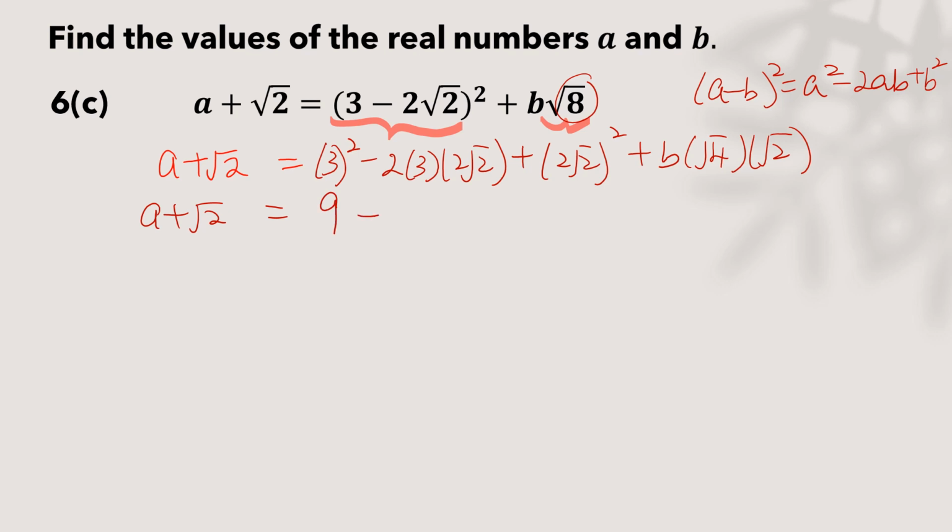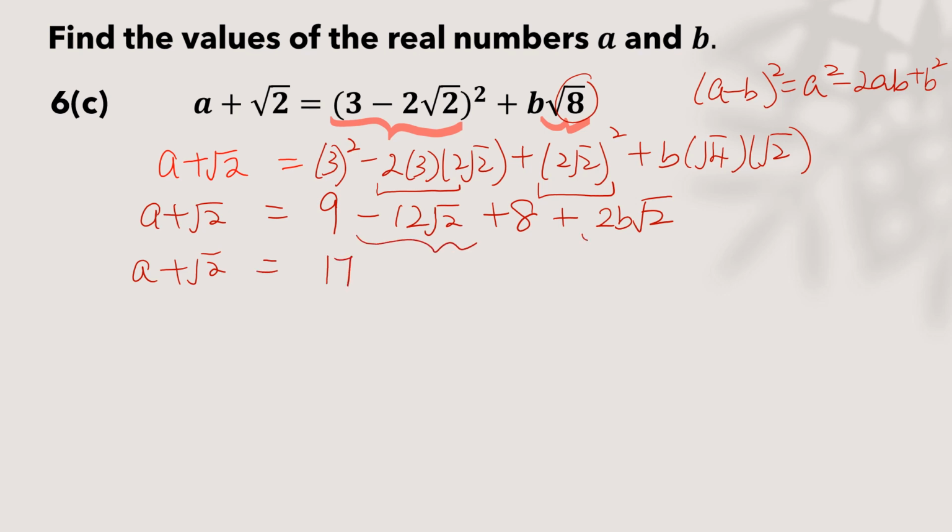That will give us 9, and this will give us 2 times 3, 6 times 2, 12. This one you can easily use a calculator to work out. That will give you 8. 2 squared, 2 times 2, 4. Yeah, 8. And square root 4 is 2. b times 2 is the same as 2b. So 2b times square root 2 will be just 2b square root 2. Alright, let's simplify further. So that will be 17. And this one and this one, we can just put them together. You can put the positive first.